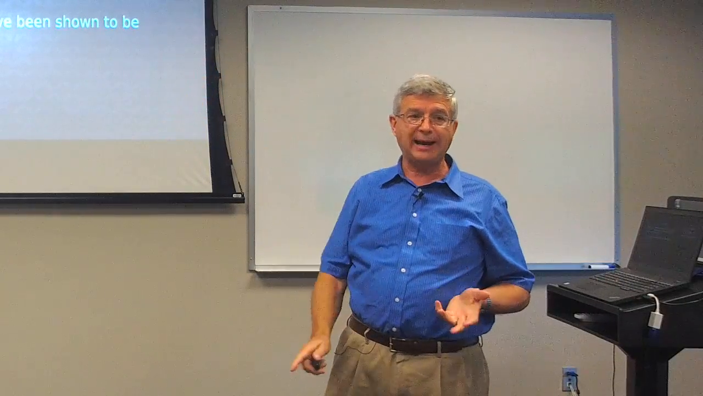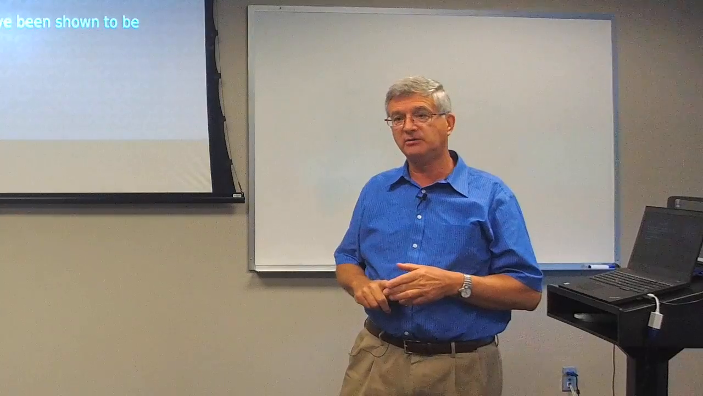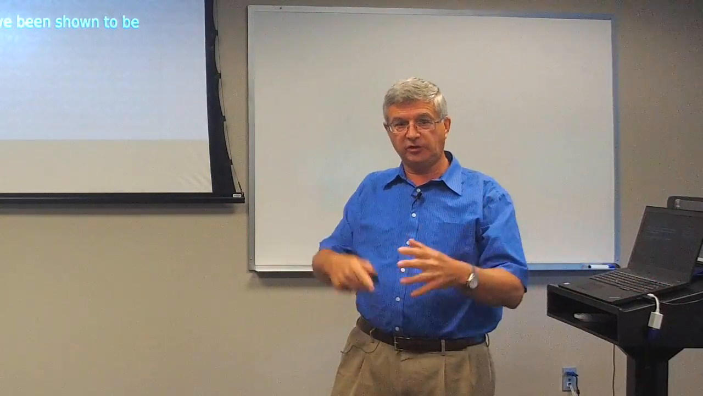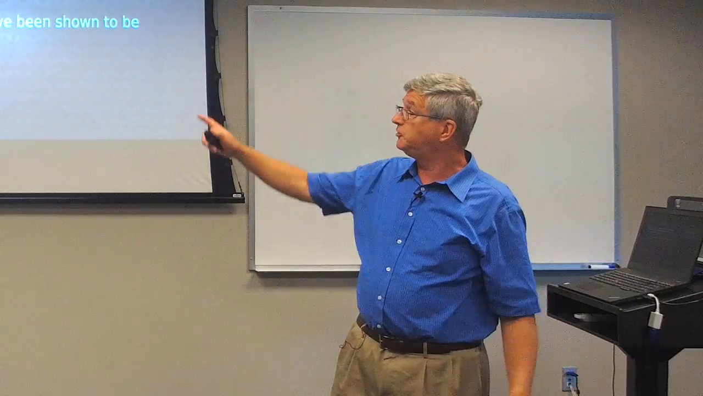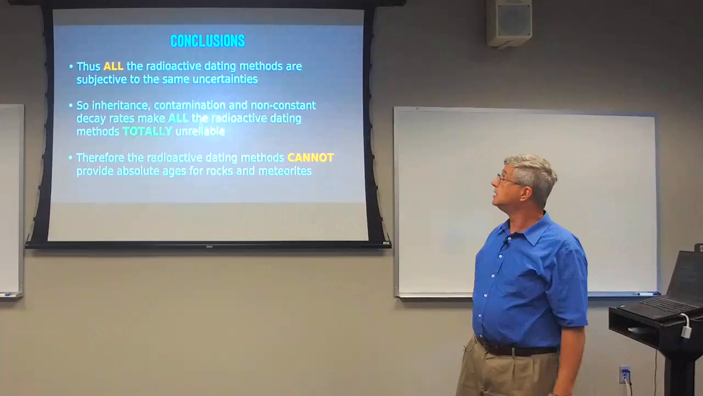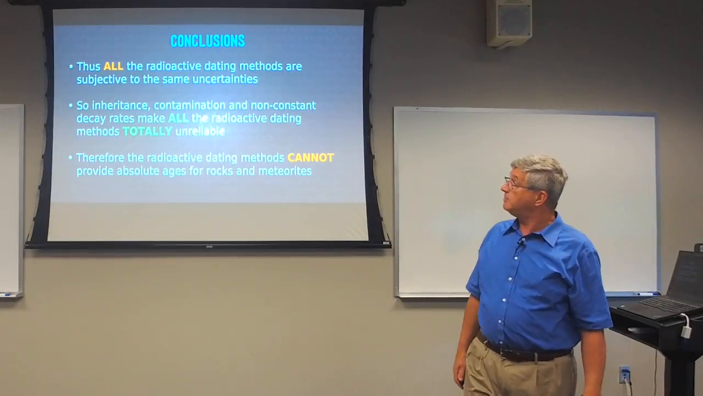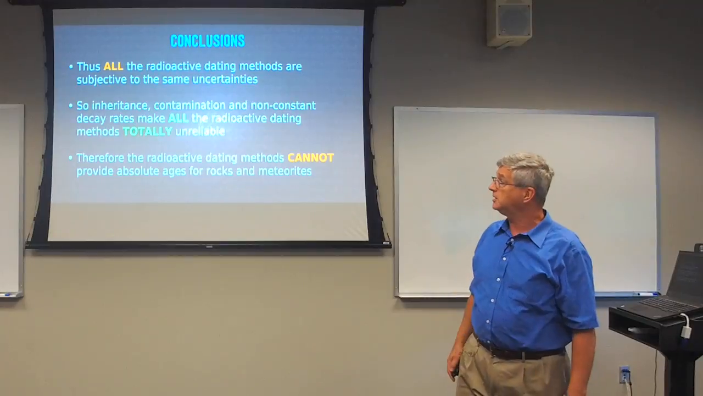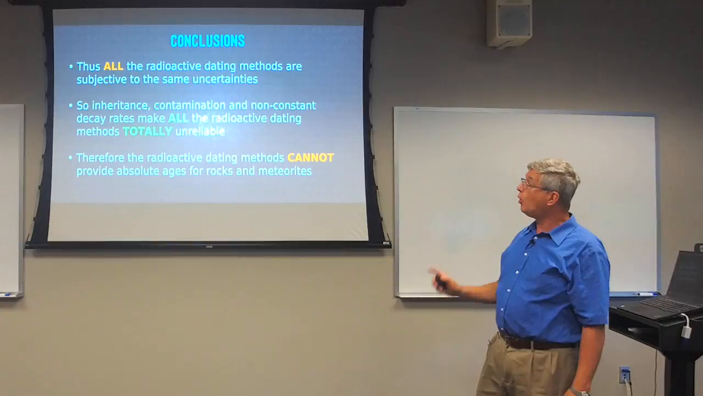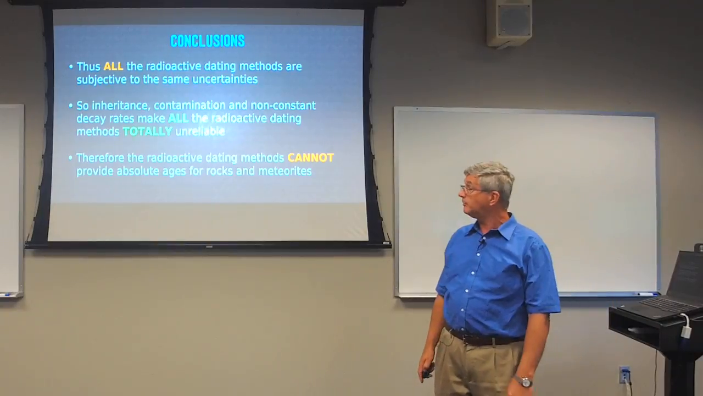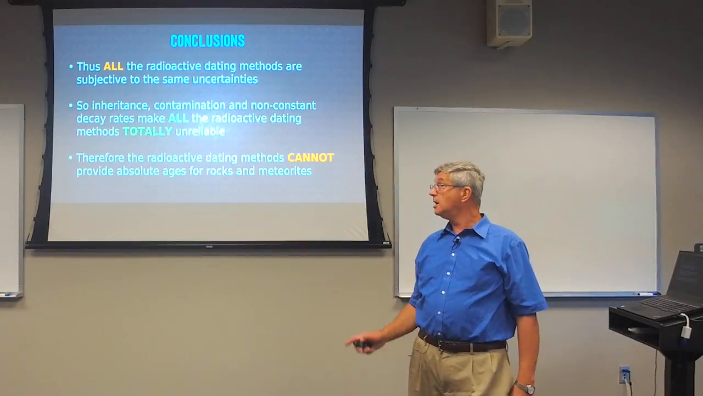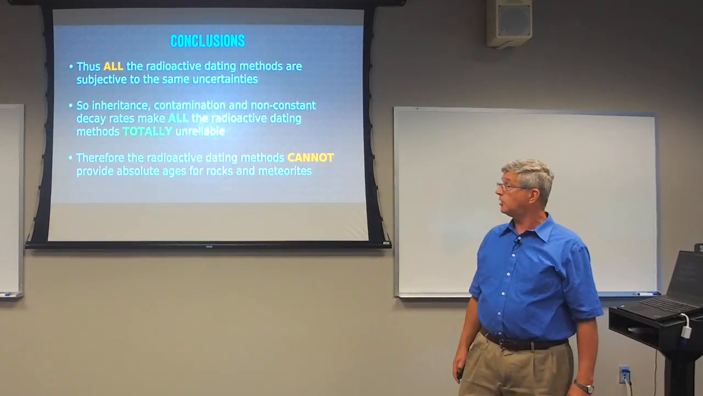So it's not just based on the examples that I've given you here this morning, it's based on several lines of evidence that converged on the same conclusion. And we've shown that apparent isochrons can also be mixing lines. Thus, all the radioactive dating methods are subject to the same uncertainties. Inheritance, contamination and non-constant decay rates make all the radioactive decay methods totally unreliable. Therefore, they cannot provide for us absolute ages for rocks and meteorites.